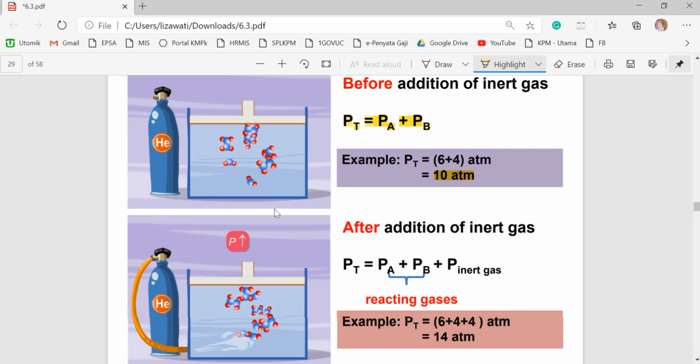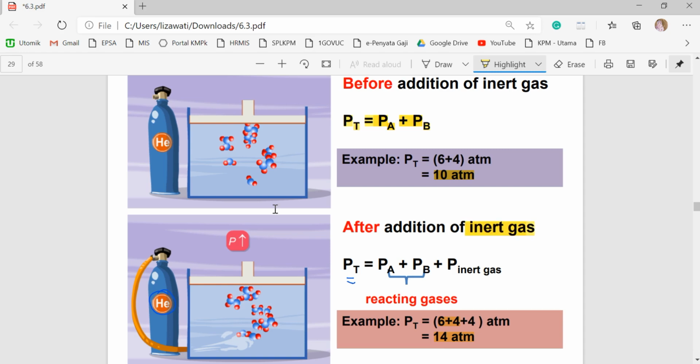Right, so we add one more gas, that is the helium gas here. We add the helium gas. What would happen? The total pressure will increase, which means the partial pressures of A and B remain the same before and after the addition of the inert gas at constant volume.